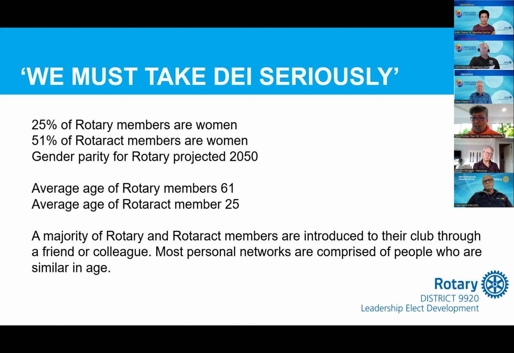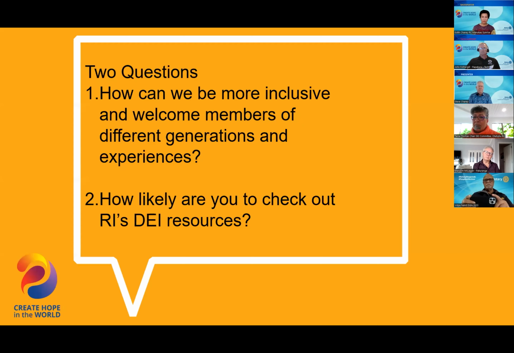If you look at the average age of Rotary members, 61, and the average age of Rotaract members is 25. The majority of Rotary and Rotaract members are introduced to their clubs by a friend or a colleague. And so you're likely to get the same people coming in. So, you know, that to me is something we have to look at. How do we close this gap of parity with genders? So the questions I have are, how can we be more inclusive and welcome members of different generations and experiences?